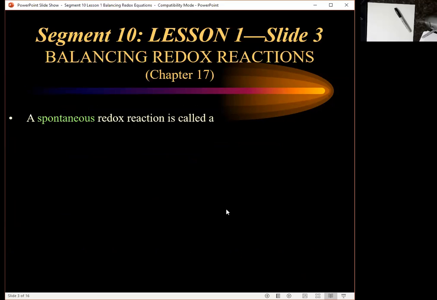Now, we're most interested in those reactions that are spontaneous. And remember, we've already addressed that issue talking about the Gibbs free energy. If the Gibbs free energy for a process is negative, that process is spontaneous. Well, electrochemical reactions can be spontaneous as well.